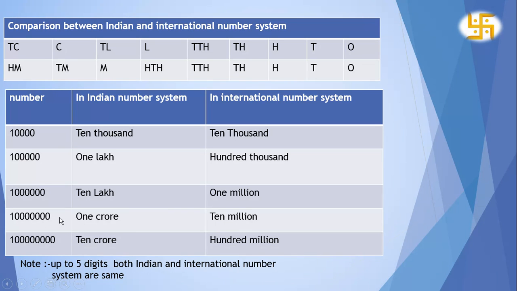1 followed by 7 zeros is 1 crore in the Indian number system, but 10 million in the international number system. 1 followed by 8 zeros is 10 crore in the Indian number system, but it is equal to 100 million in the international number system. In short, we can say up to 5 digits both the Indian and international number systems are the same.